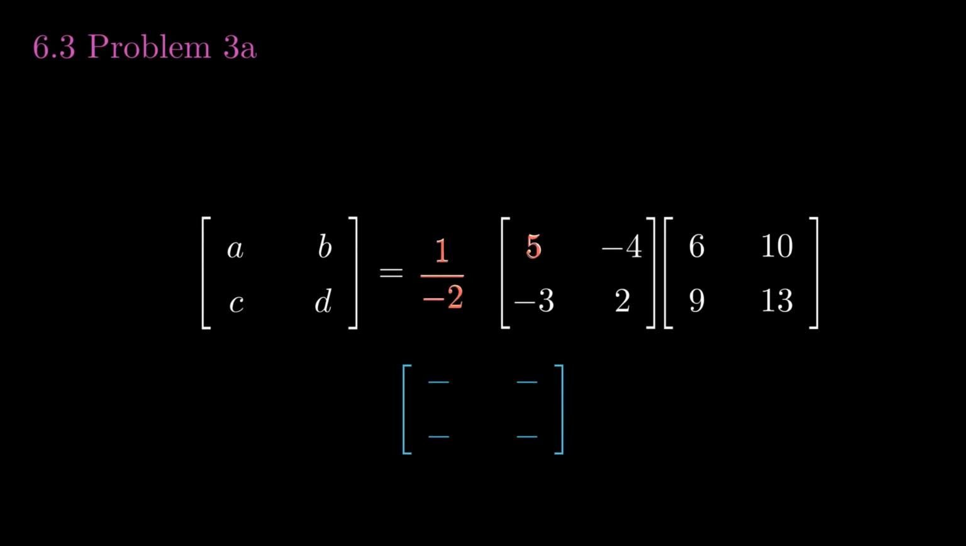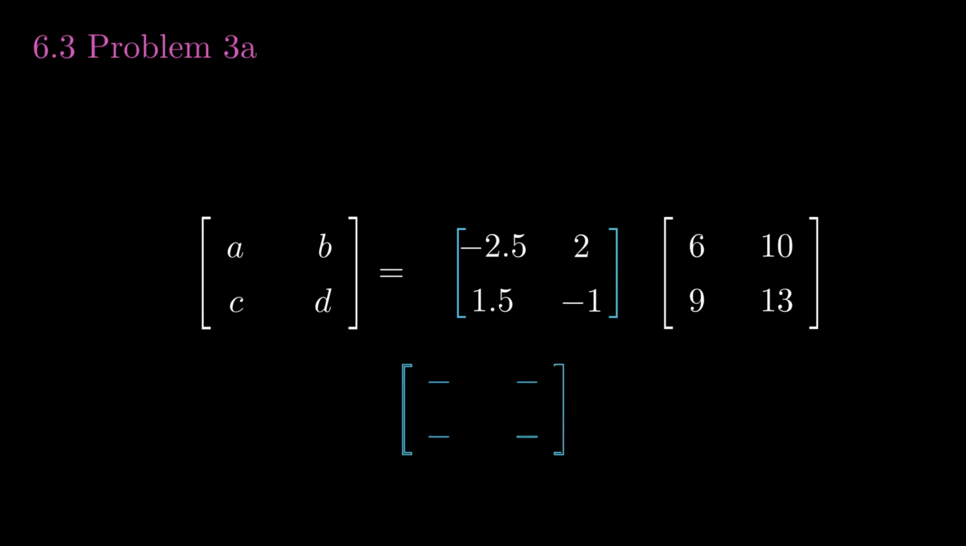And after that, it's just scalar multiplication. Multiply each term by negative 1/2, and we get this result. And after that, basic matrix multiplication gives us our final answer. Multiply the top row by each column, and do the same thing for the bottom row. And you get 3, 1, 0, 2.